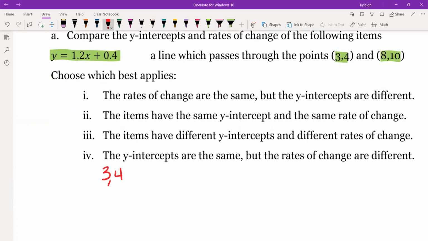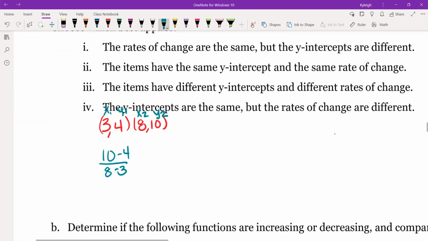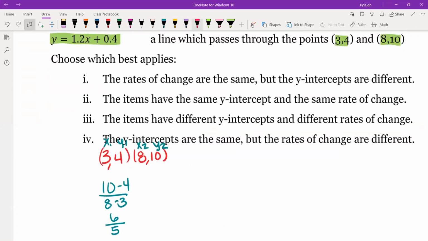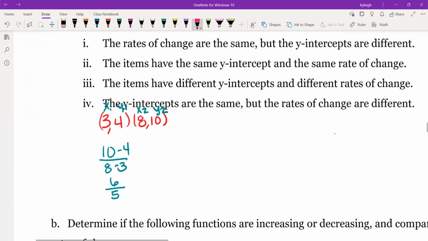So we have (3, 4) and (8, 10). We want to do x1, y1, x2, y2, and plug them into the formula. So 10 minus 4 over 8 minus 3. 10 minus 4 is 6, and 8 minus 3 is 5. In this case, because it gives this to us as a decimal up here, we want to figure out what 6 over 5 is as a decimal, and that's 1.2. So your m is 1.2.